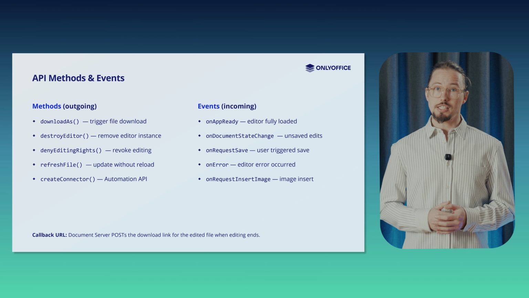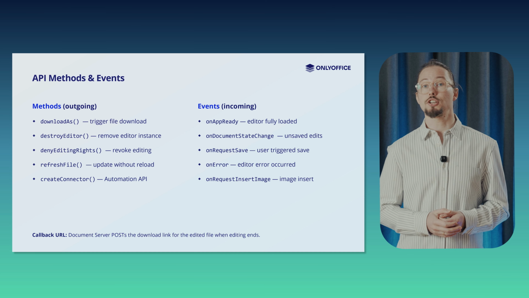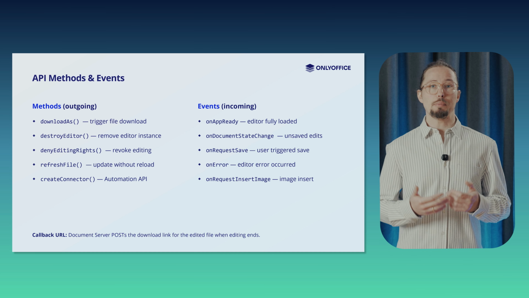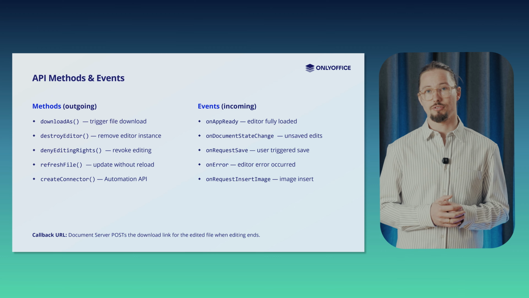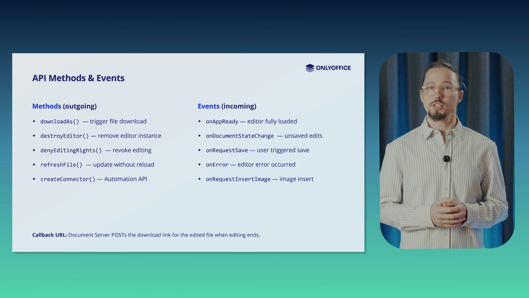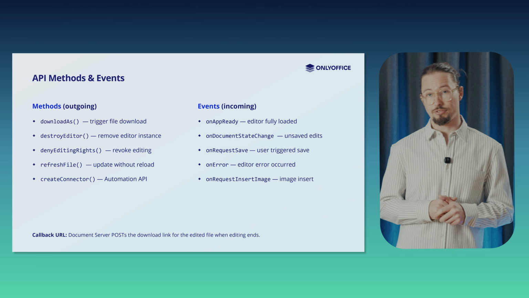The callback mechanism is how your application gets the edited file back. When the user finishes editing, the document server sends a post request to your callback URL with the downloaded link for your updated file. Your app fetches it and saves it. This is all documented step by step in the API reference.